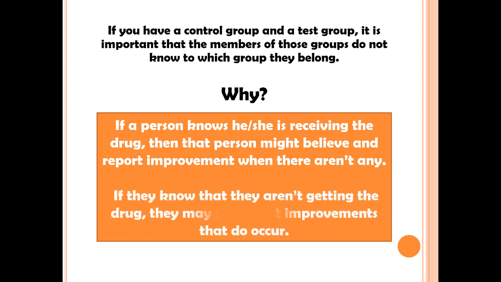If somebody knows that they're in the control group, which means they're not getting the drug, they may not report improvements that do occur. So if I'm in the control group and you give me a fake pill, but I start feeling better, I might not tell you that I'm feeling better because I don't think I should be. Remember, a lot of the research that goes on is question and answer between the researcher and the subject. How do you feel today? What symptoms are you having?